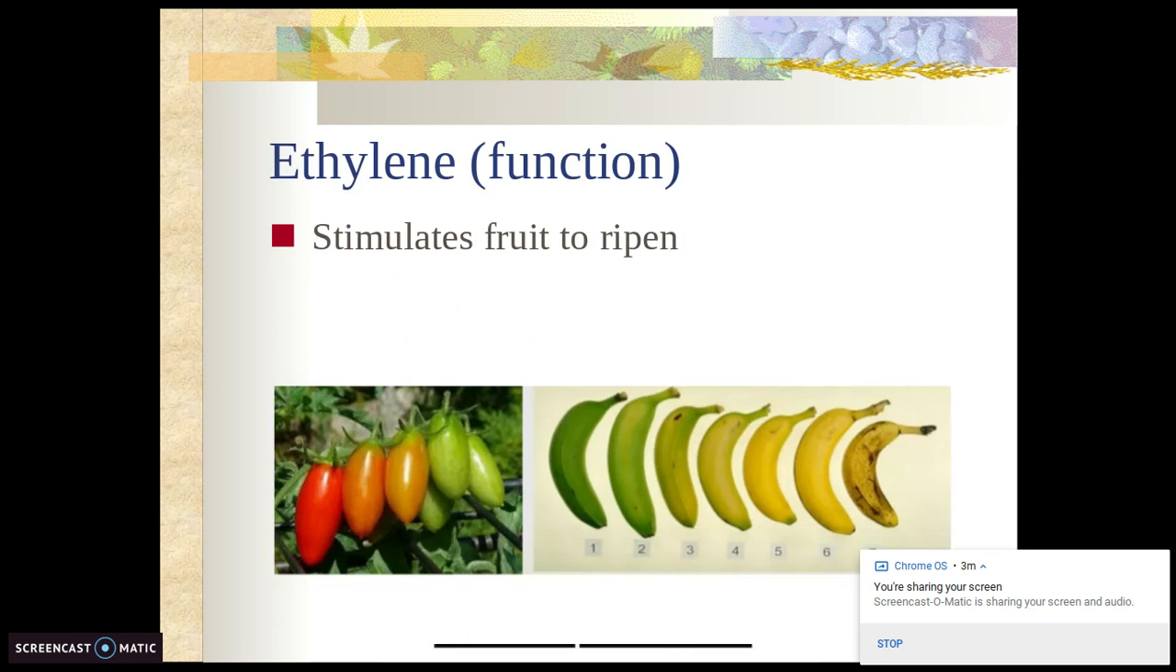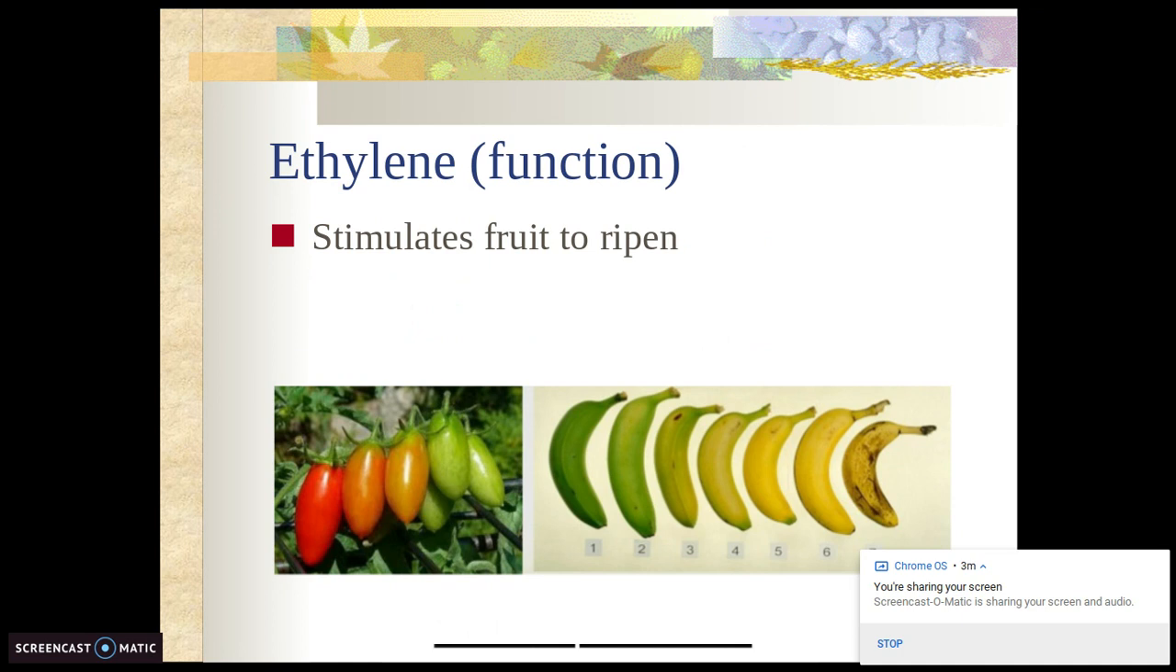The next hormone is ethylene. Ethylene stimulates fruits to ripen. If you look at the pictures down here, the example they give you is a banana. When a banana is picked off of a banana tree, it starts to produce this ethylene gas. The gas surrounding it is what causes the fruit to start to ripen.